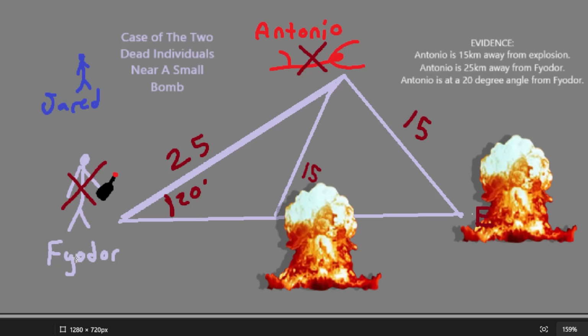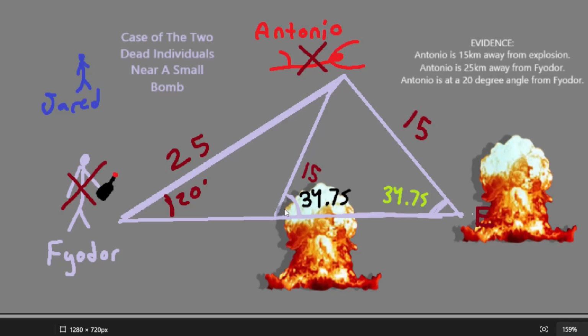So how far was Fyodor from the bomb? Well, what do we know about an isosceles triangle? These angles right here must be the same. Now, what was the angle we calculated for this? We calculated this angle to be 34.75. So this angle here must also be 34.75 because it's an isosceles triangle. So how do we get the angle here? Notice something. It's making a 180.